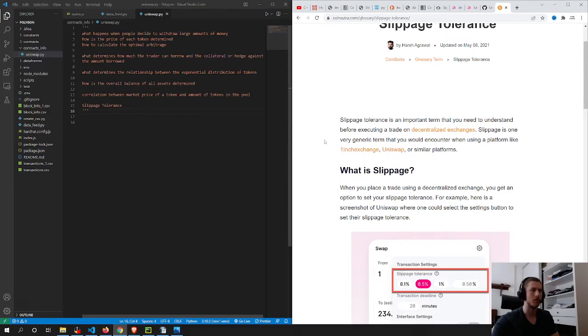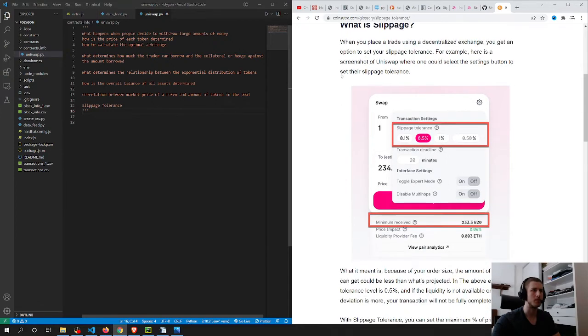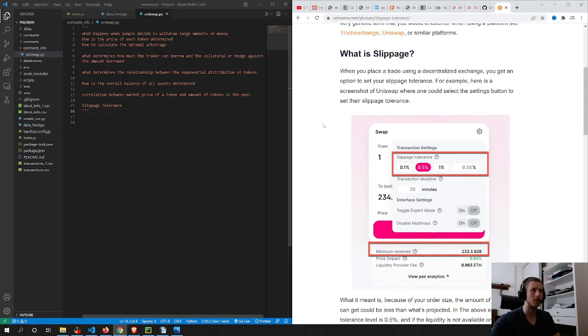Slippage tolerance is an important term that you need to understand before executing a trade on decentralized exchanges. Slippage is one very generic term you would encounter when using a platform. So, what is slippage? When you place a trade using a decentralized exchange, you get an option to set your slippage tolerance. For example, here's a screenshot of Uniswap, where one could select the setting buttons to set their slippage tolerance. So I guess it's the fluctuations of prices or something like that.